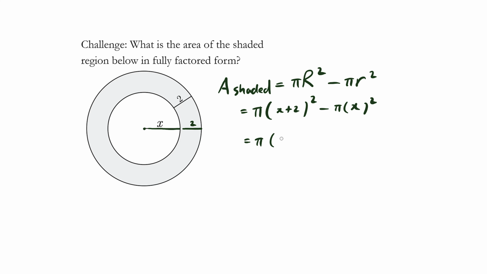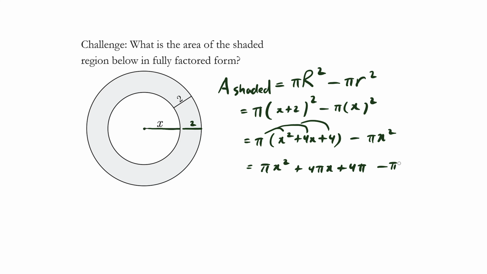Now one way of solving this is to expand fully. So let's try. This becomes pi times x squared plus 4x plus 4, minus pi x squared. Let's just expand this fully and see what happens. It's kind of the opposite of factoring, but perhaps we can go back to factoring. So we have pi x squared plus 4 pi x plus 4 pi minus pi x squared. Notice how these pi x squareds cancel out. So all we have now are these two terms.